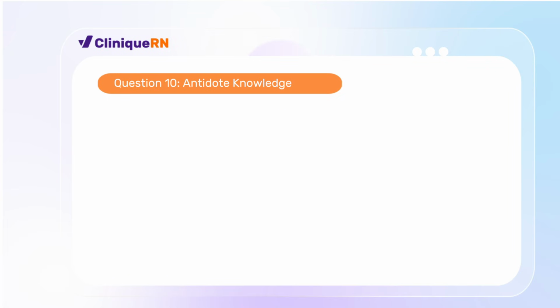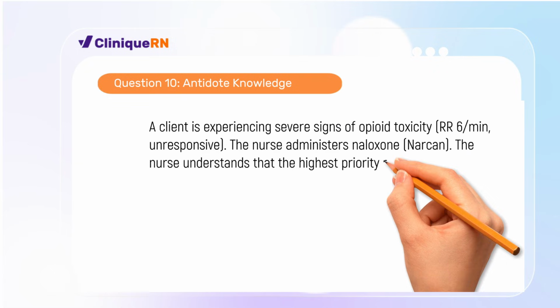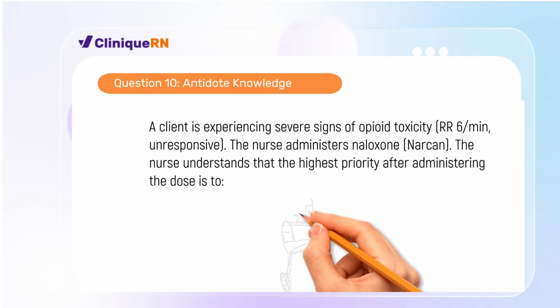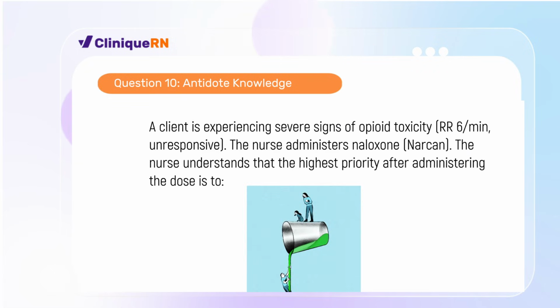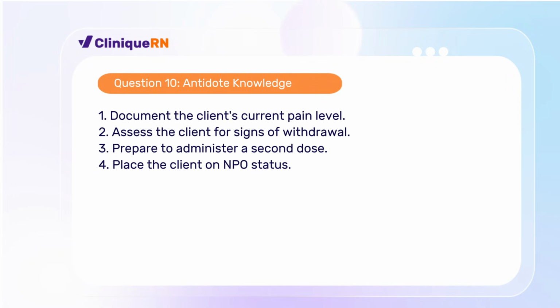Question 10. Antidote knowledge. A client is experiencing severe signs of opioid toxicity, respiratory rate 6 per minute, unresponsive. The nurse administers naloxone, Narcan. The nurse understands that the highest priority after administering the dose is to: 1. Document the client's current pain level. 2. Assess the client for signs of withdrawal. 3. Prepare to administer a second dose. 4. Place the client on NPO status.